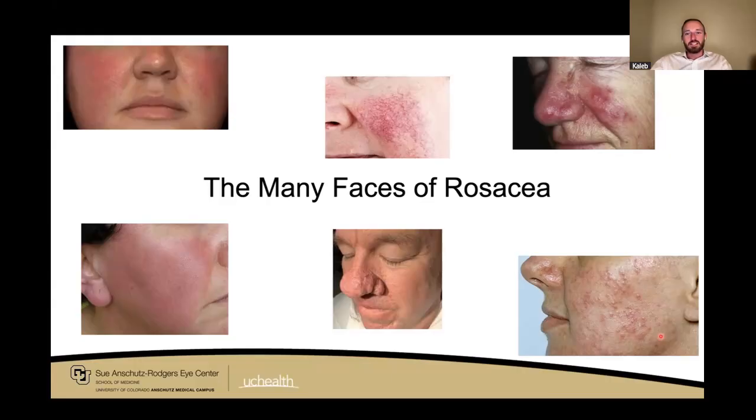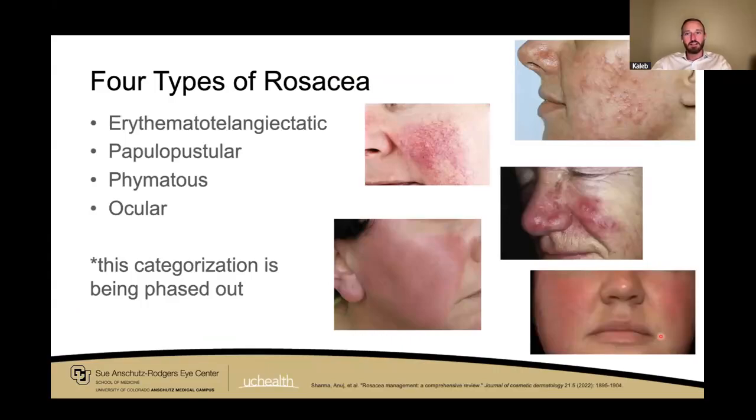So we've all seen different patients with rosacea that have different appearances. So we're going to go into the three different types of facial rosacea. Now, classically, we've heard that there's four types of rosacea. So the four that are listed here, the first one's the hardest one to say, erythematotelangiectatic, papulopustular, phymatous. Those are the three facial types.